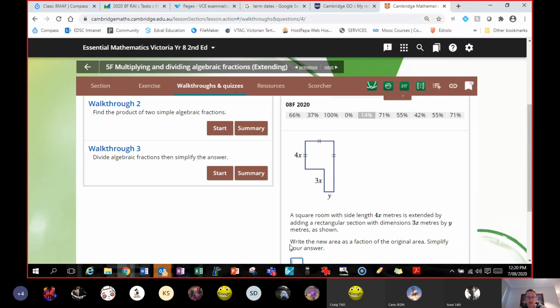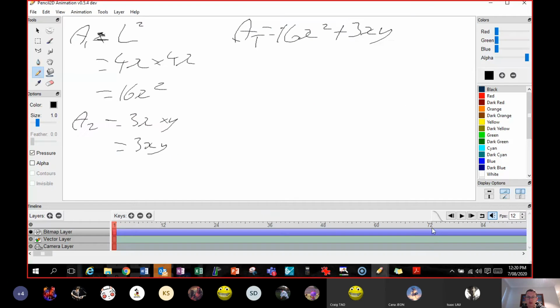Now it says write the new area as a fraction of the original area. So, well, the new area is this, my total area, as a fraction of my original area. Well, my original area, let's call that original, and let's call this built on or added. So we'll call that A, over my original area. That's how I've interpreted it. So my total area now is 16x squared plus 3xy over 16x squared, right?